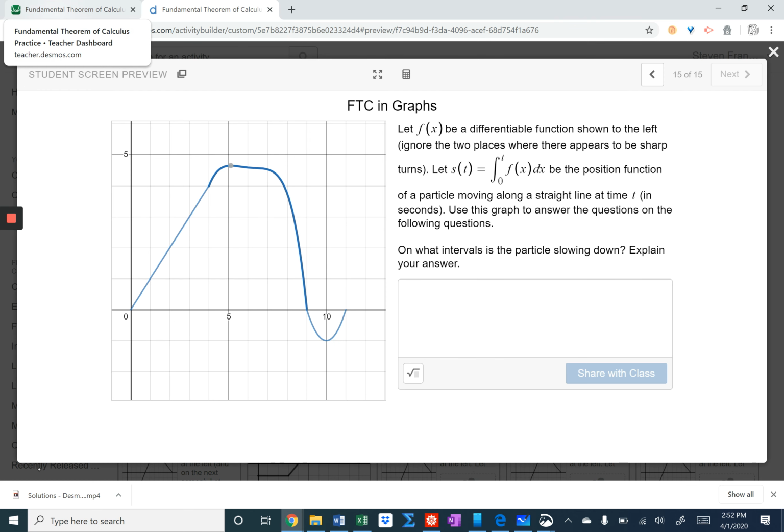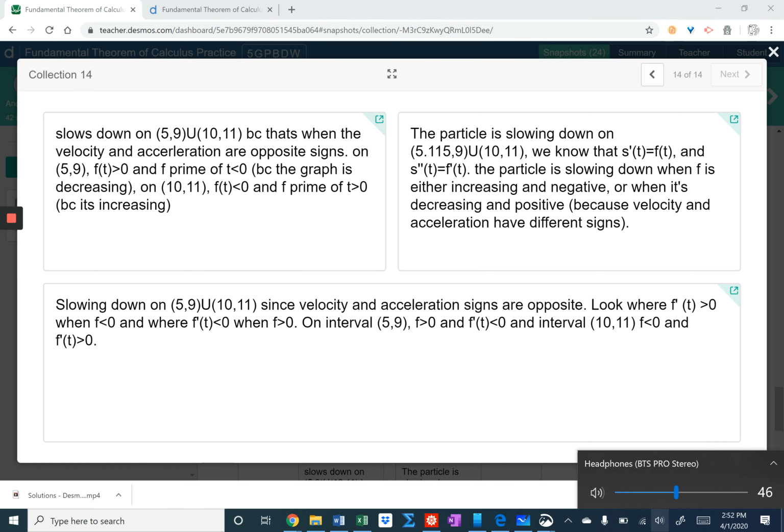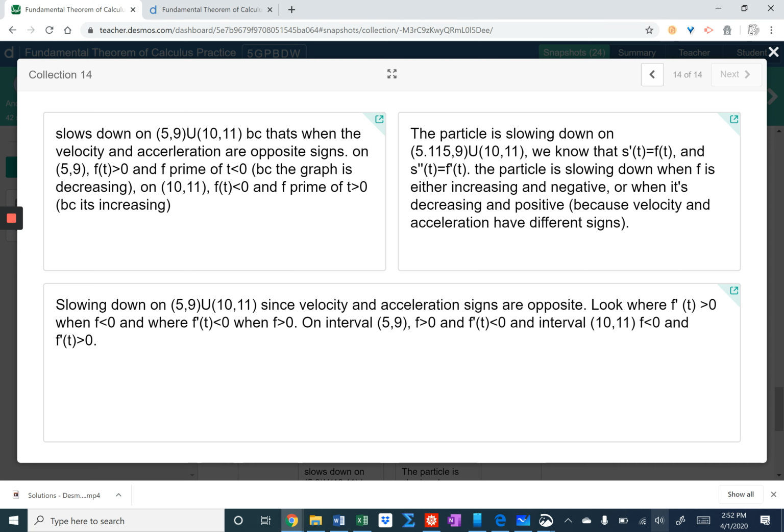But anyway, let's take a look at some responses from classmates. Slowing down from 5 to 9 and 10 to 11, because that's when the velocity and acceleration have opposite signs. On 5 to 9, f is positive and f prime of t is less than 0 because the graph is decreasing. And on 10 to 11, f of t is negative and f prime of t is greater than 0 because it's increasing. I would like to reference the graph there specifically, but that's fine.